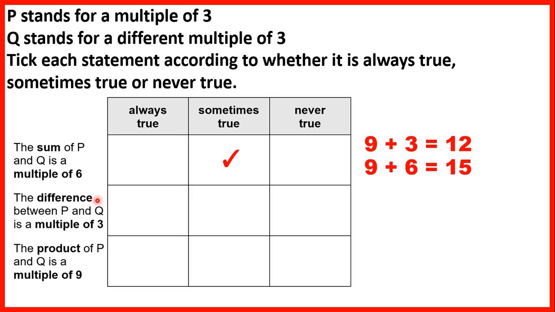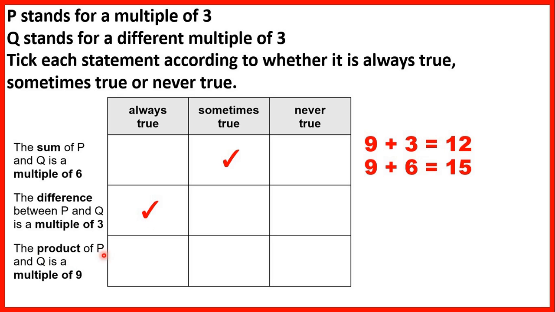Now, the difference between P and Q is a multiple of 3. So the difference is what you get when you subtract. And if we have a multiple of 3 and we subtract another multiple of 3, our answer will always be a multiple of 3. And of course, this works for all multiples of any number, not just multiples of 3. Again, you could try out a few different things, a few different subtractions, and check that that works.